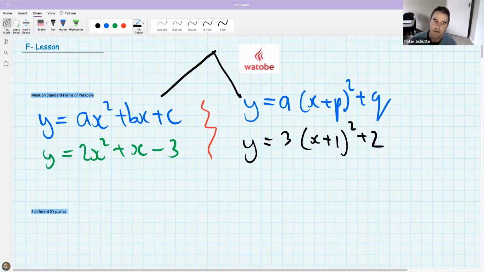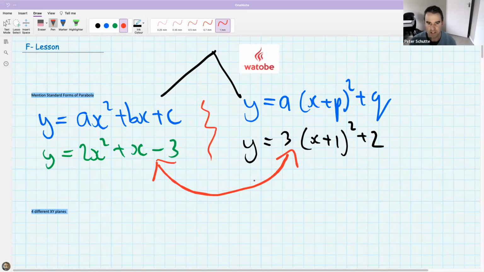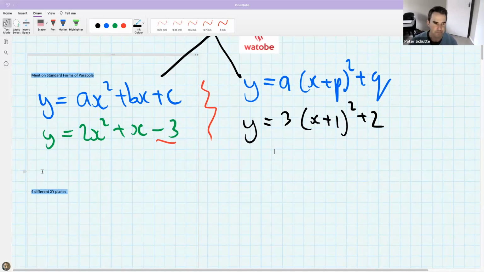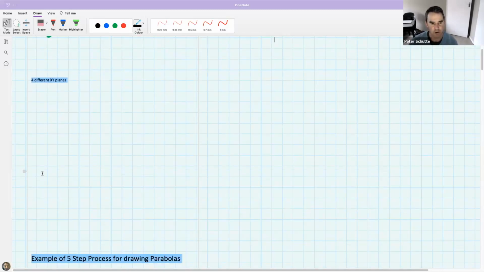Okay. Now, it looks like for the most part, people are recognizing the different types of parabolas. Now, one of the things we want to be able to do at a later stage is go between these two different forms, because these two different forms can actually be changed from standard to turning point and back again. But we'll talk about that later. But I just want to make you aware that these can be changed from one form to the other.